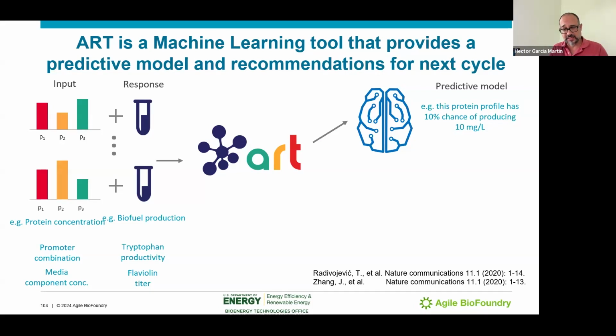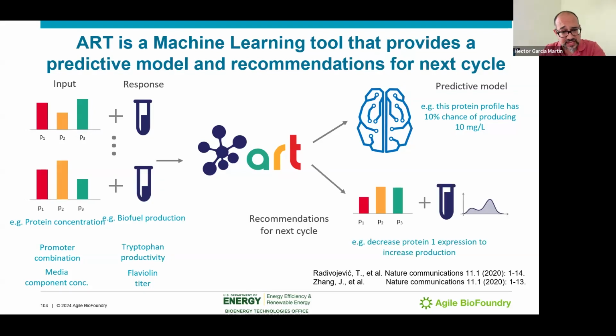With that data, it makes recommendations. So using the predictive capabilities of the model, it tells you, well, decrease this protein number 1 to increase production, and increase the concentration of protein number 2, for example. And so that's what it does in general terms.